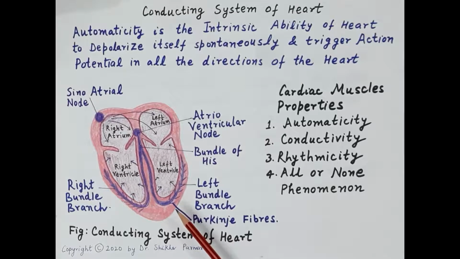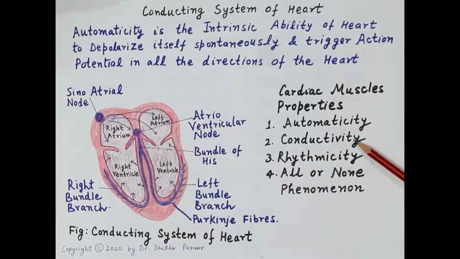This results in the transmission of impulse from the AV node to the apex of the ventricular myocardium, and this results in the contraction of both the ventricles. So contraction of atria is followed by the contraction of ventricles, and the entire heart contracts as a unit. This property of transmission of impulse which is generated by the SA node throughout the atria and the ventricles is called conductivity.